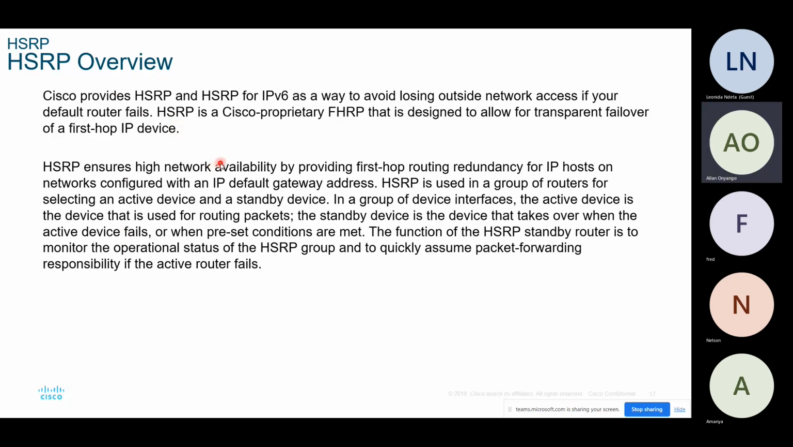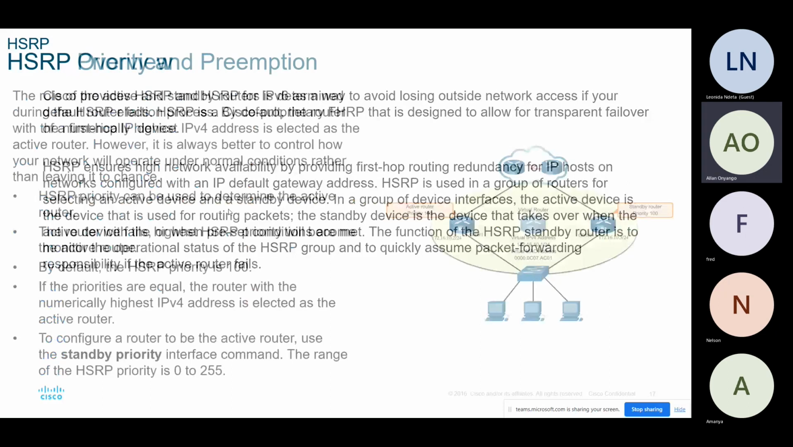So HSRP normally is used in a group of routers to select an active device and a standby device. The active device is used to forward the packets, and the standby device will always take over from the active device when the active one fails. The major function of the standby router is to monitor the operational status of the HSRP group, and they keep on exchanging hello messages.